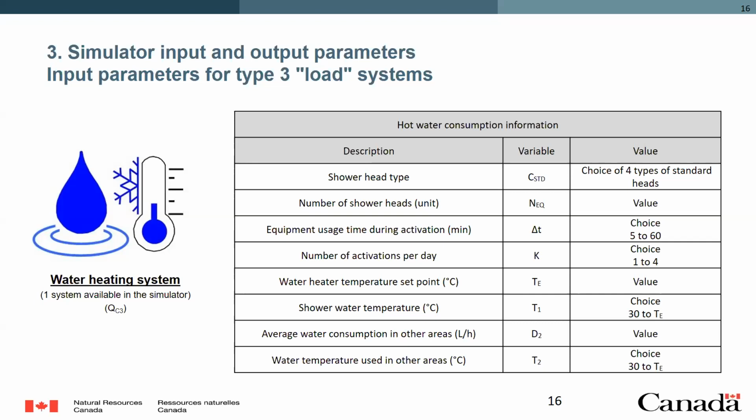Alternatively, you might want to use the hot water for another process in your mine. In such case, you can use the parameters D2 and T2 to indicate what is the volume of water consumption and also the temperature that you want to use in other areas.